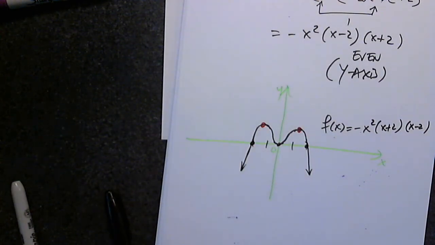Ready? So please plug it in: y equals negative x squared, in parentheses x plus 2, times x minus 2.